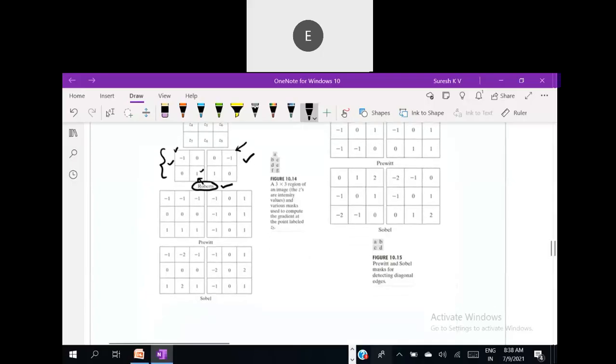Now to find horizontal edges or vertical edges, Prewitt has suggested other kernels which are here. Again here, this can detect a horizontal line, and this can detect a vertical line. All of you know that.